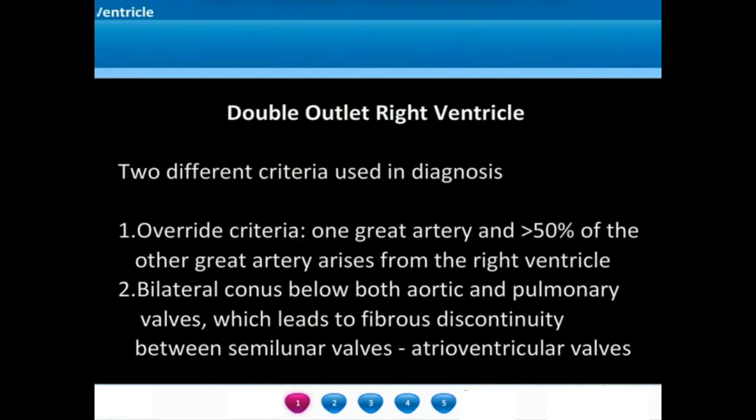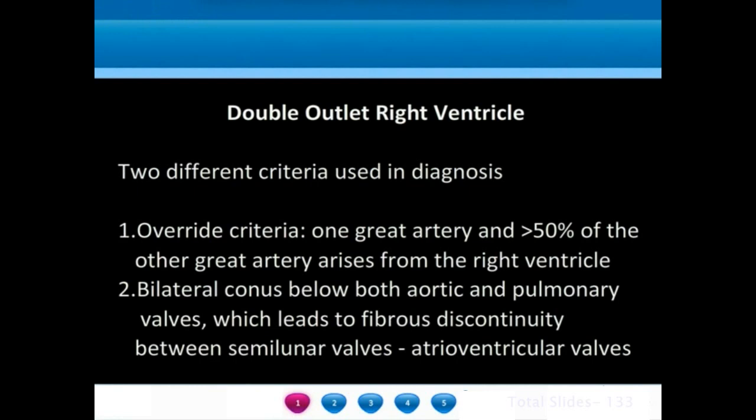Welcome to this module on double outlet right ventricle. Two different diagnostic criteria are used. One will be the override criteria, where one of the great arteries and more than 50% of the other great artery should arise from the right ventricle to call the morphology of the lesion as double outlet right ventricle.